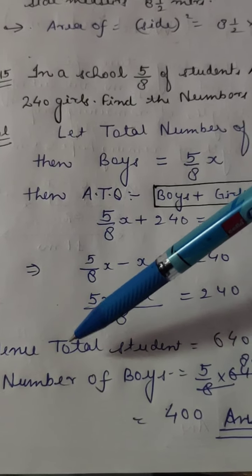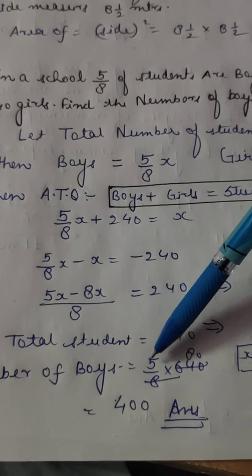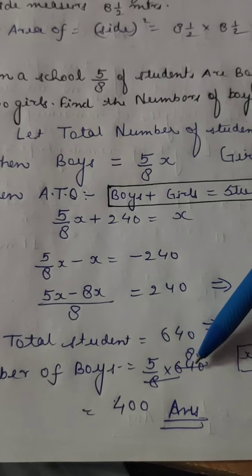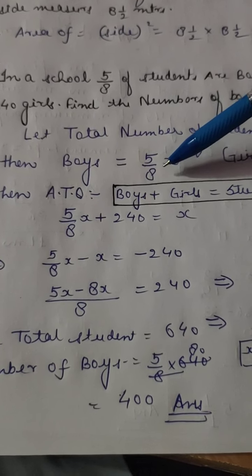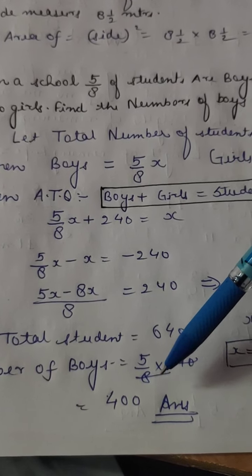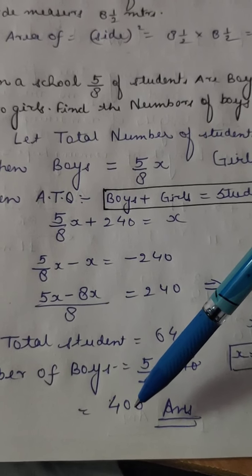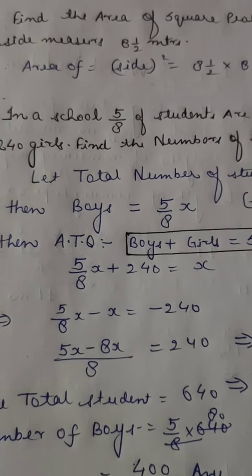Here x is the total number of students in the school. So in order to get number of boys, what I have done? I have just put the value of x in this equation. 5 by 8 into 640, that comes out to be 400. 400 is the required answer, that is number of boys in the school.